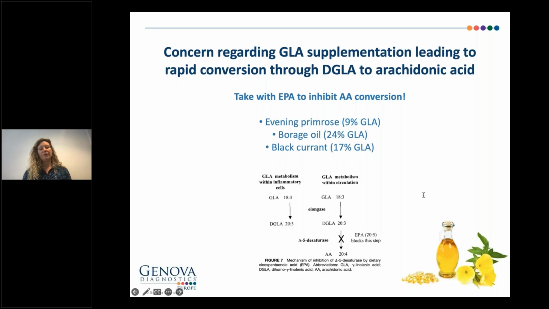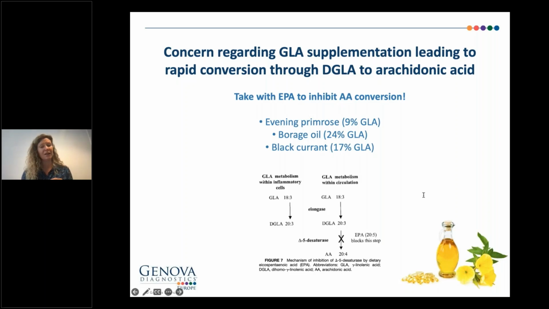So I've put here a screenshot of a study in terms of research that shows that by supplementing EPA at the same time as GLA, this can help to mitigate the effects of rapid conversion to AA, since there is this enzymatic competition for the delta-5 desaturase enzyme, which is responsible for both arachidonic acid production and EPA metabolism.